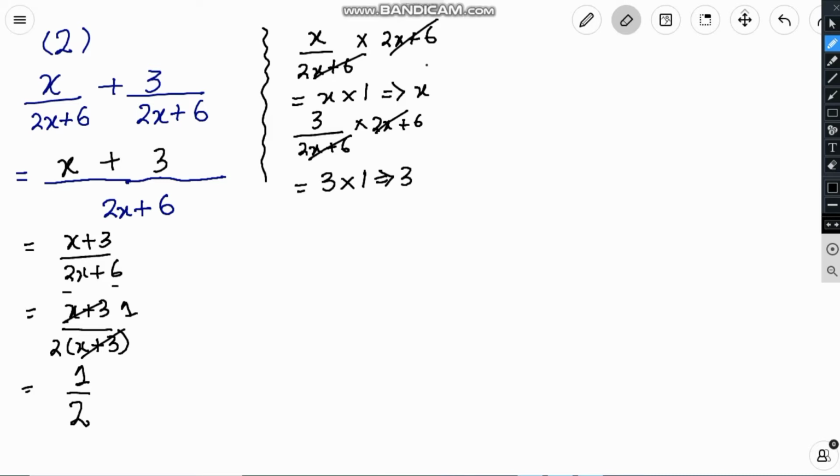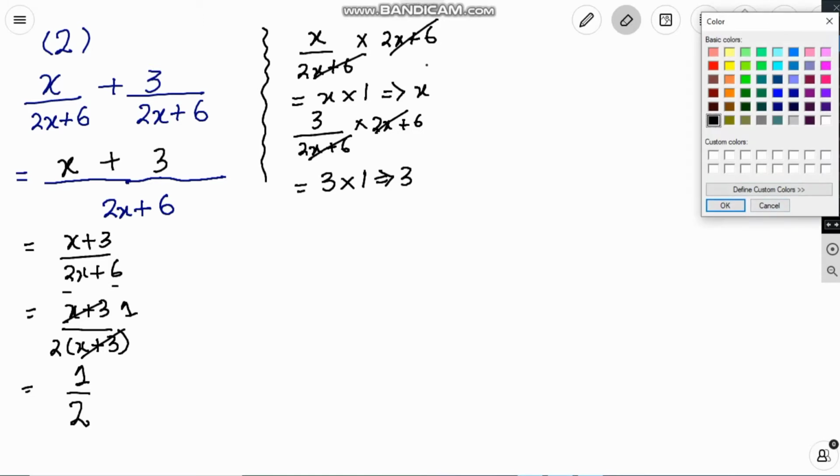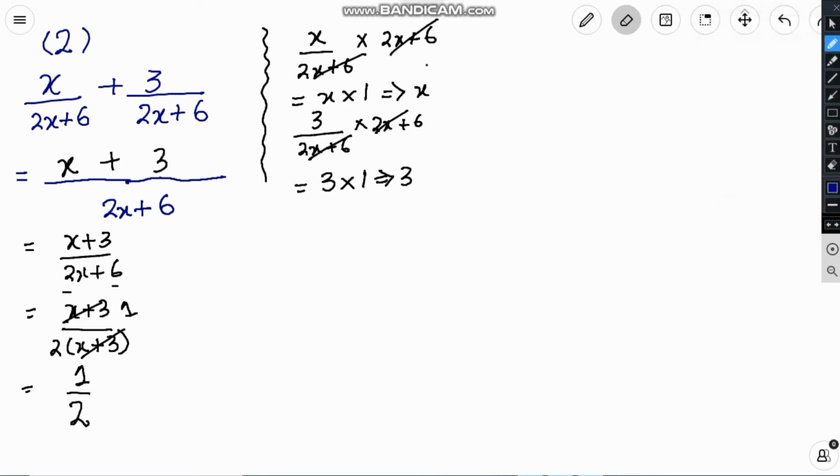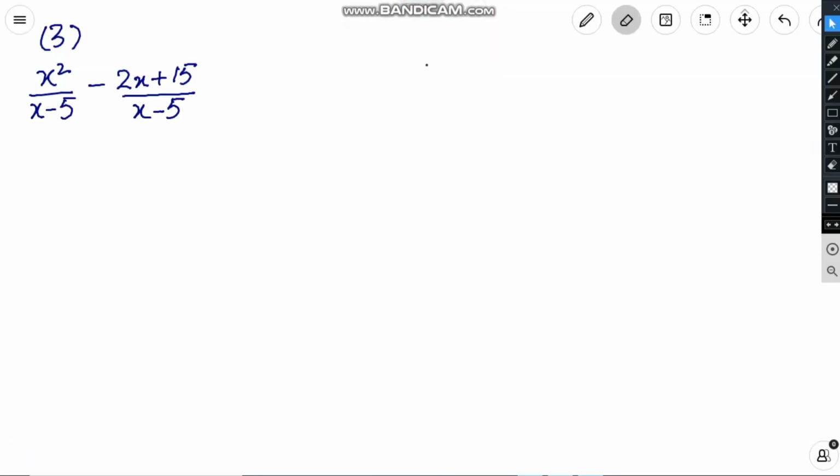So let's discuss another question having the same number in the denominator, that is question number 3. Now what is the question? So this time again we are given a question having the same polynomial in the denominator. So let's solve it. As you can see, the number in the denominator is same, so just place a line here, write the polynomial here. In this case it's x minus 5.